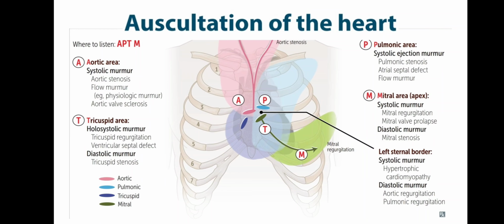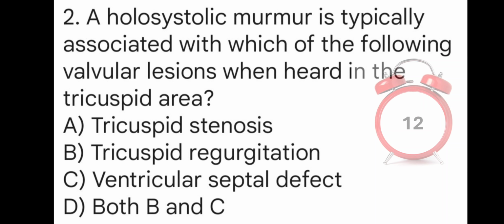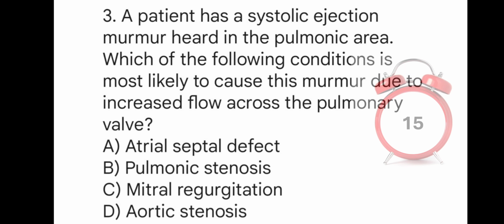The correct answer is A. Aortic stenosis. The correct answer is D. Both B and C. The correct answer is A. Atrial septal defect. The correct answer is A. Mitral stenosis.